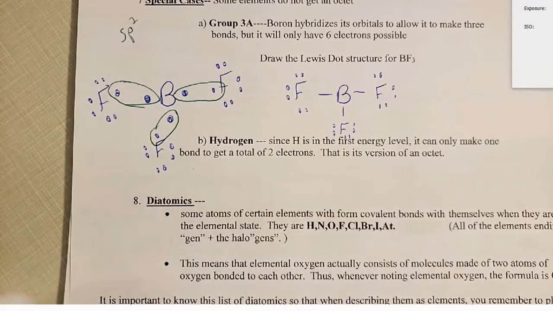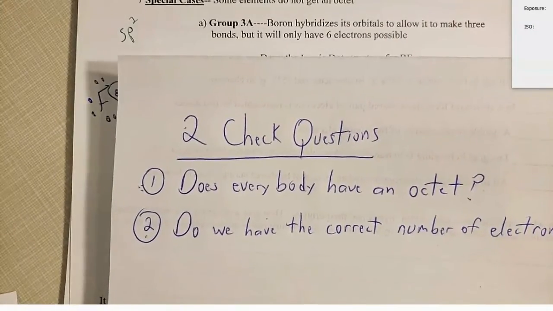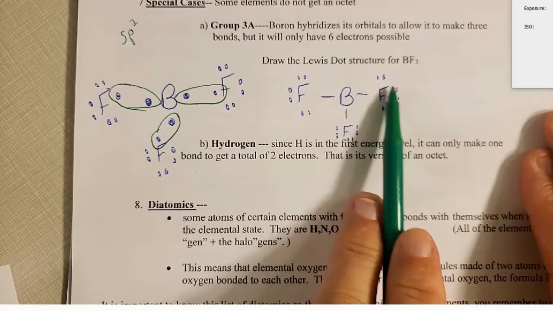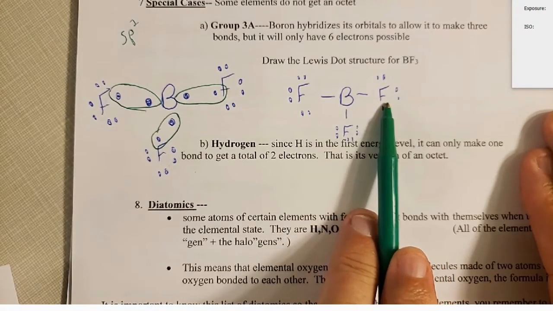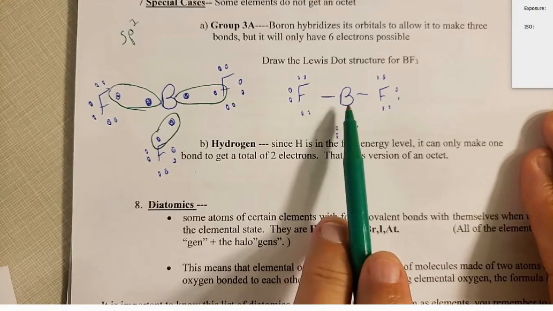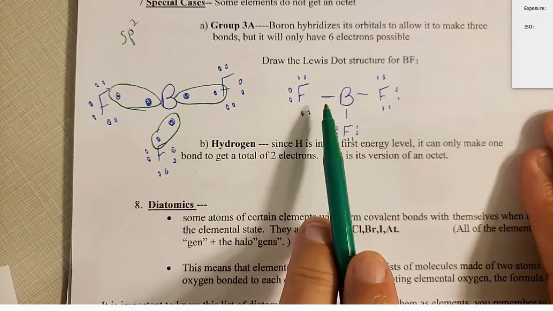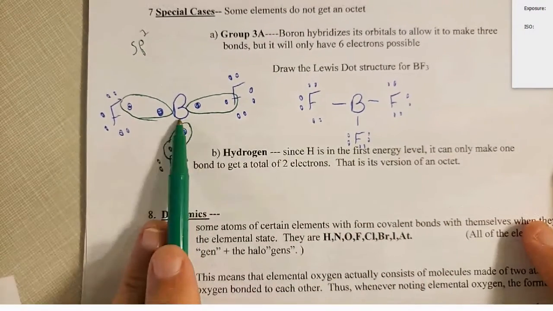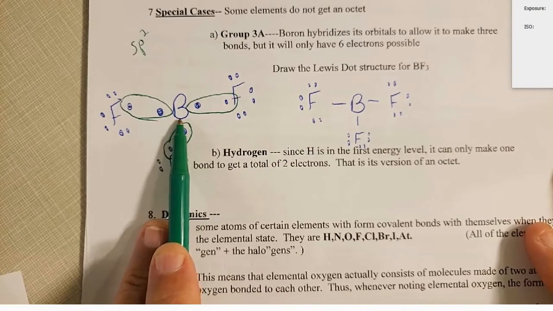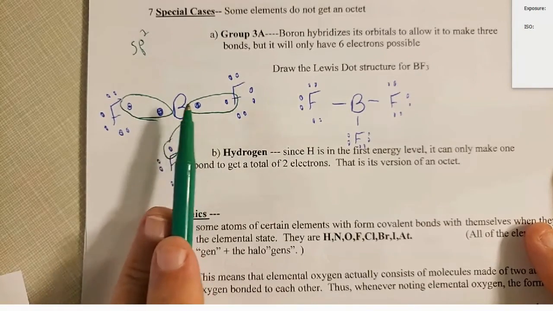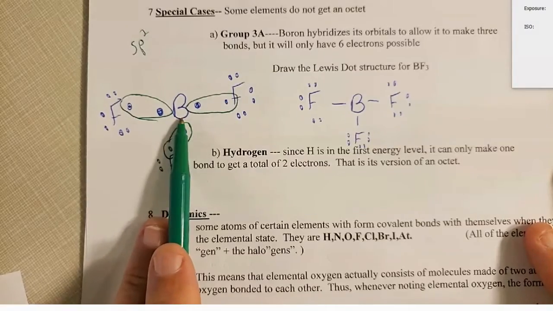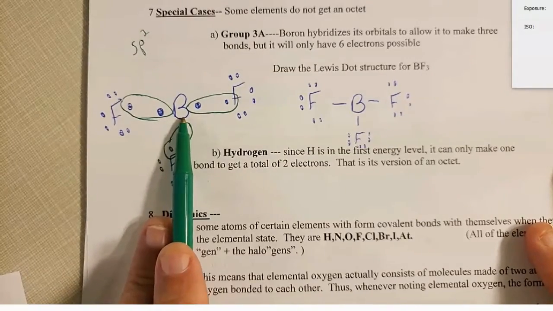Now again, before I move on, I'm always asking myself my 2 check questions. Does everybody have an octet? Okay, and this fluorine looks great. There's its 6 plus 2 gives it 8. All my fluorines are good. But when we look at the boron, we see that it only has access to 6 electrons. And when we look back at our scratch work, there's really nothing else we can do. There's no other way we can connect these. There is no way that boron is going to get an octet in this molecule.